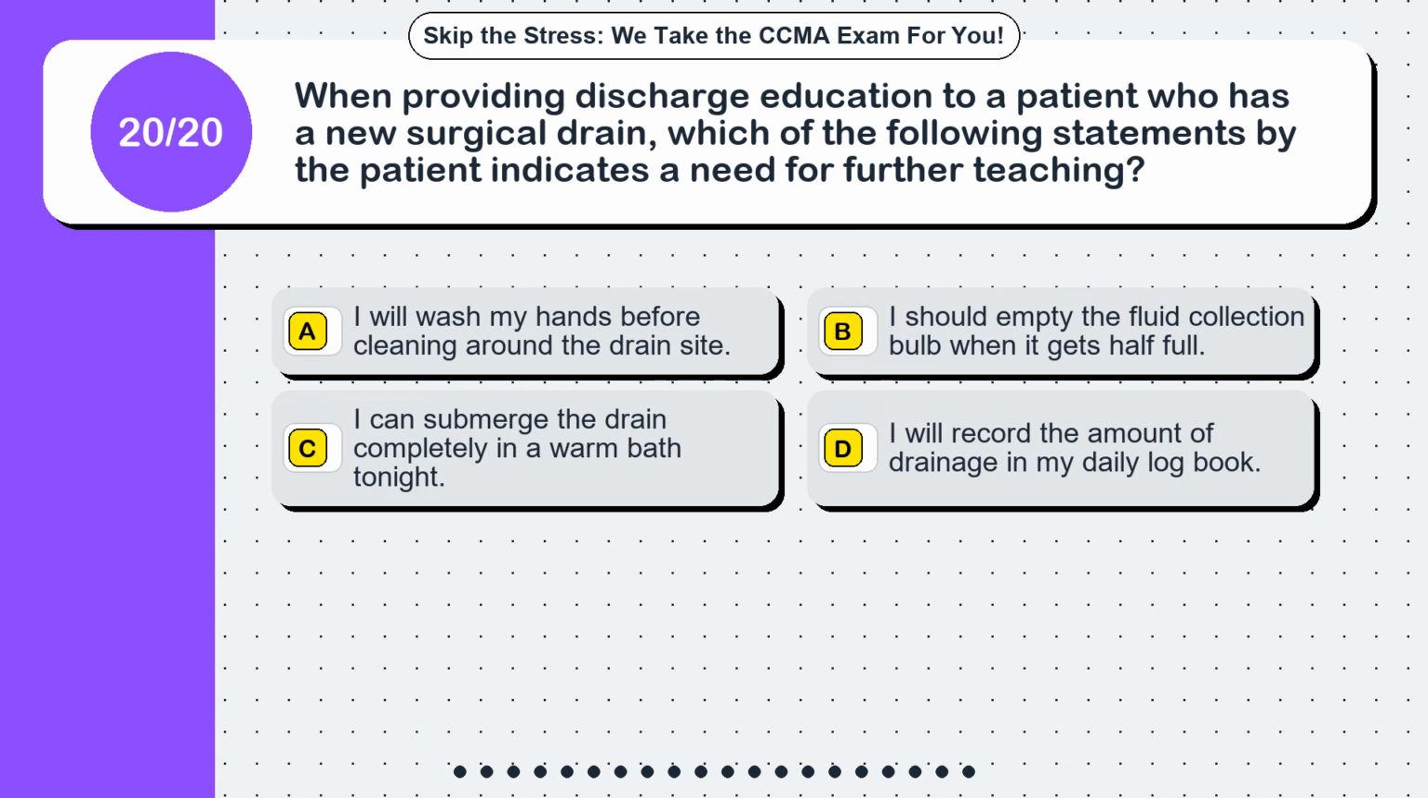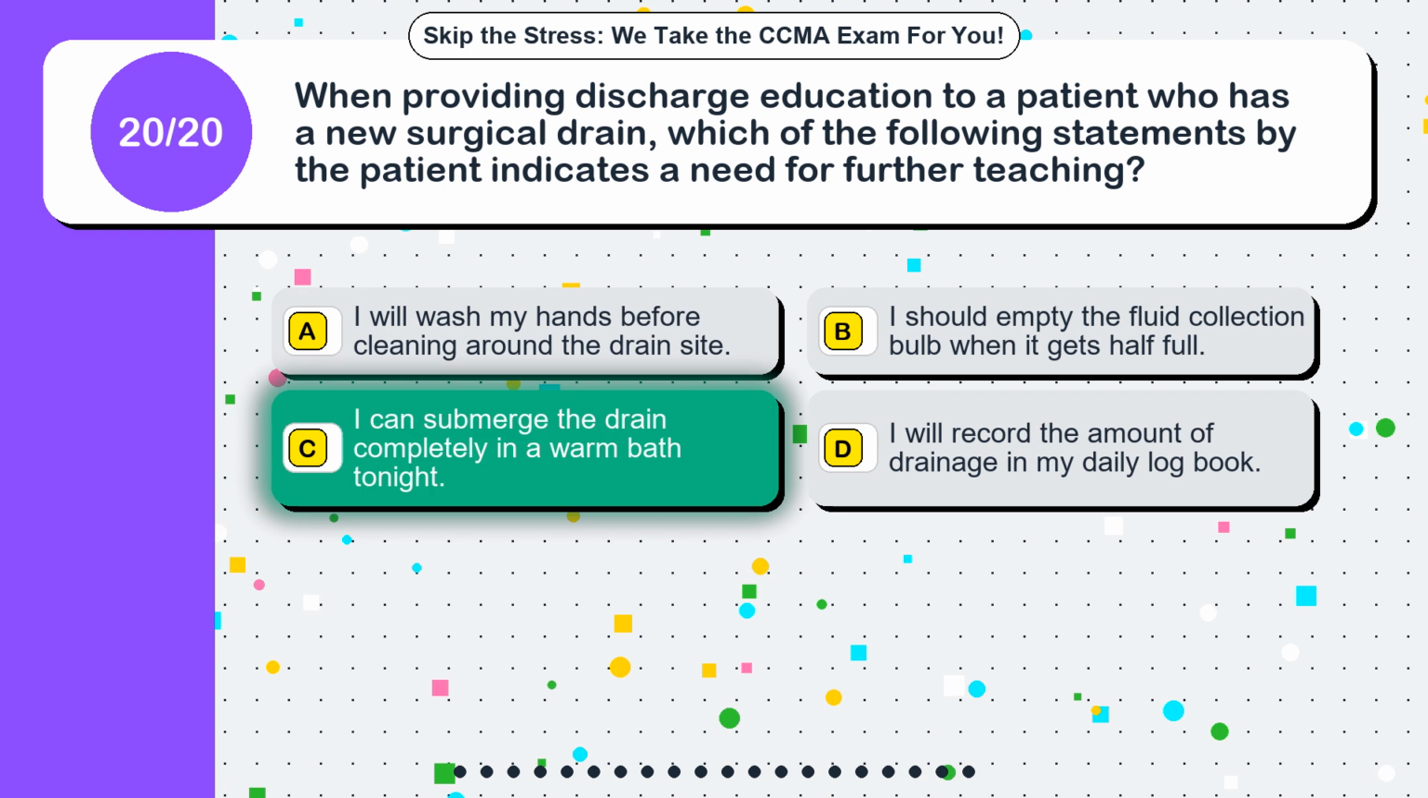Question 20. When providing discharge education to a patient who has a new surgical drain, which of the following statements by the patient indicates a need for further teaching? Option A: I will wash my hands before cleaning around the drain site. Option B: I should empty the fluid collection bulb when it gets half full. Option C: I can submerge the drain completely in a warm bath tonight. Option D: I will record the amount of drainage in my daily logbook. The correct answer is option C.